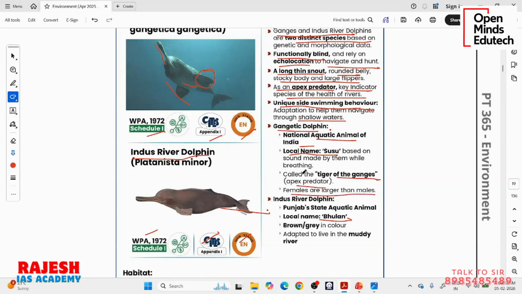Females are larger than males in Gangetic dolphins. See, this statement is very important. If in a previous year UPSC Prelims they ask whether females are larger than males, yes, it is right.